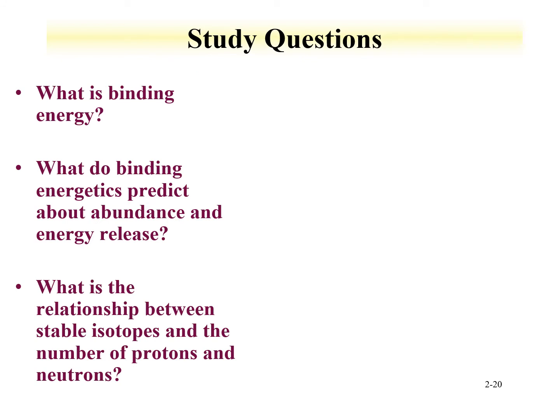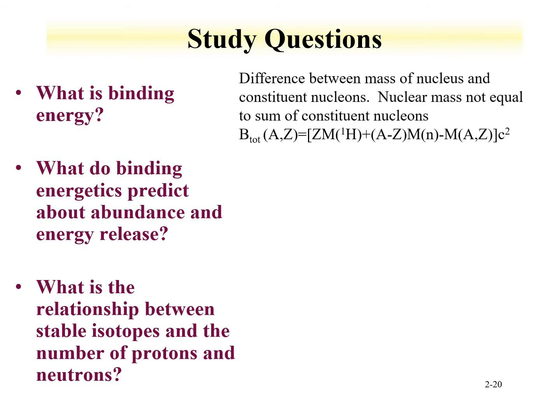Here's an example of some questions you should be able to answer after this lecture. What is binding energy? Well, it's just the difference between the constituents that make up the isotope and the mass of the isotope itself. The total binding energy is shown here, where I take the number of protons, that mass, add it to the mass of the number of neutrons, and subtract the actual mass of that isotope. The binding energy is positive, and this binding energy can represent the change of that mass that goes into some energy that keeps the nucleus together.